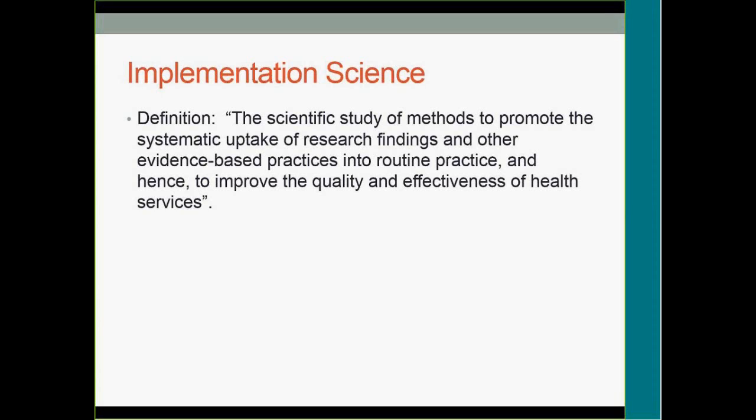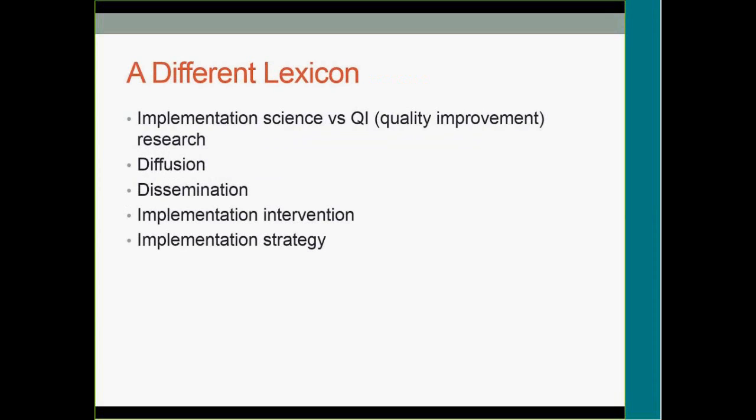So we've evolved from that to realizing that just having lots of high-quality information is not enough, that we need to have mechanisms to incorporate that information systematically into clinical practice. And that's the basis of implementation science. So we use a different lexicon. So implementation science versus quality improvement. You've probably heard those two terms a lot. And they are not synonymous with each other. Quality improvement usually targets a very specific quality problem that you identify within your system.